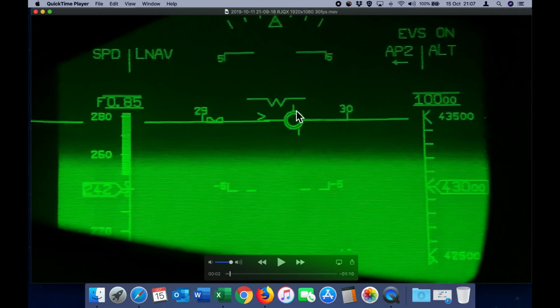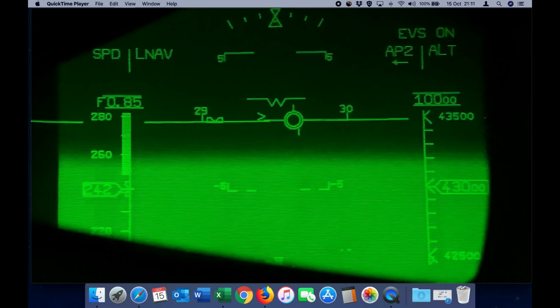The flight path is indicated by this velocity vector, and the pitch attitude of the aircraft is indicated by this waterline, which is also called the bore sight. As you can see here, the aircraft is in level flight at 43,000 feet, and that means the velocity vector is in line with the HUD horizon line because the aircraft is flying level. If the velocity vector is above the zero pitch line, the aircraft is climbing. If it is below, the aircraft is descending.